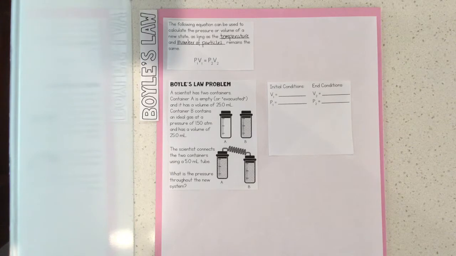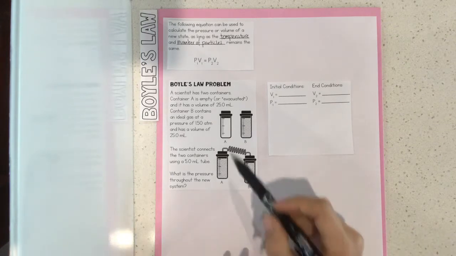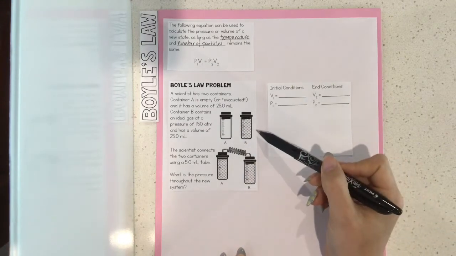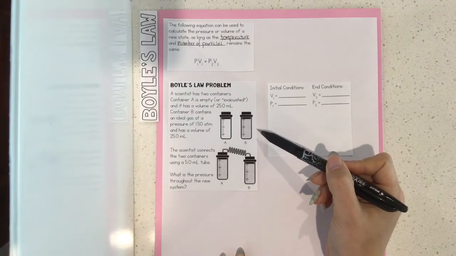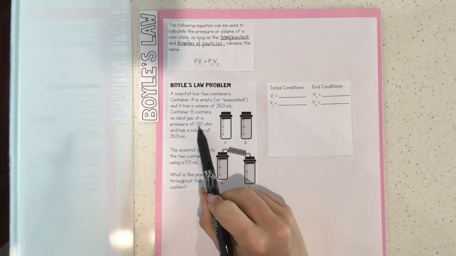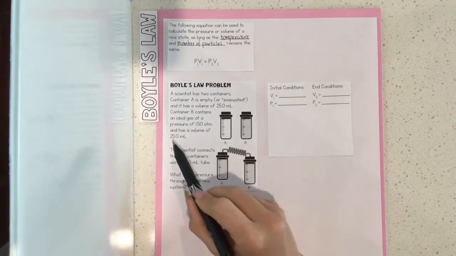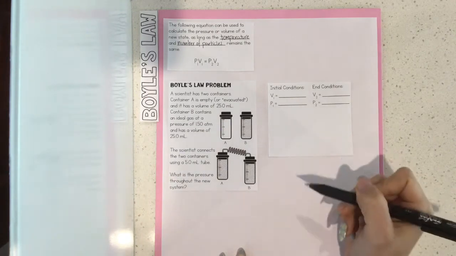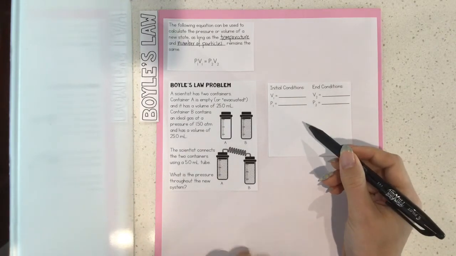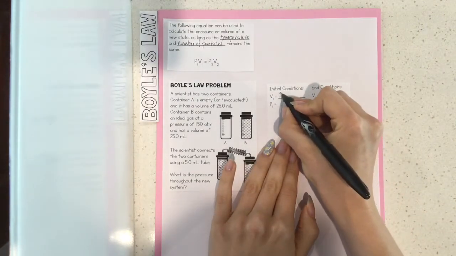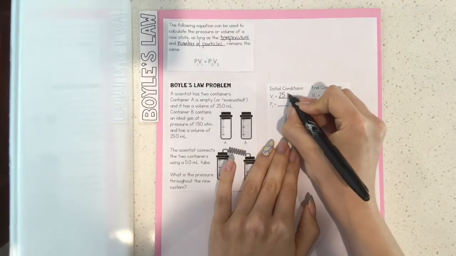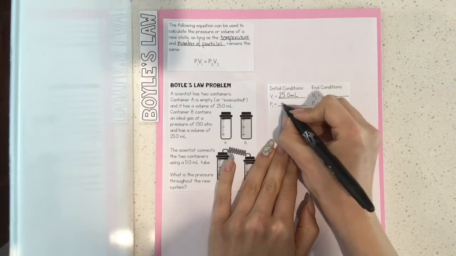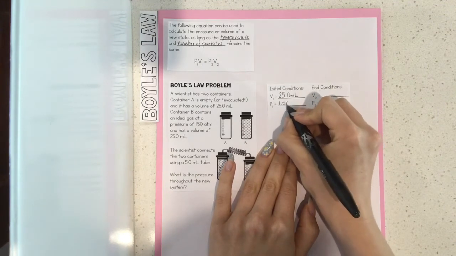Here we have a scientist that has 2 containers. Container A is empty, and we know the volume, 25 milliliters. We have container B, which contains our gas. Our gas initially has a pressure of 1.5 atmospheres, and it has a volume the same as container A, 25 milliliters. So that's giving us our initial conditions, P1 and V1. Initially, we have a volume of 25 milliliters. We also know our pressure initially, 1.5 atmospheres.